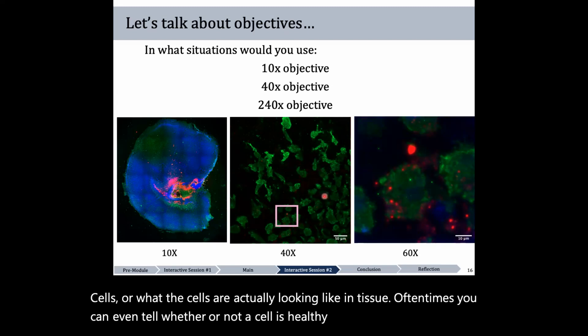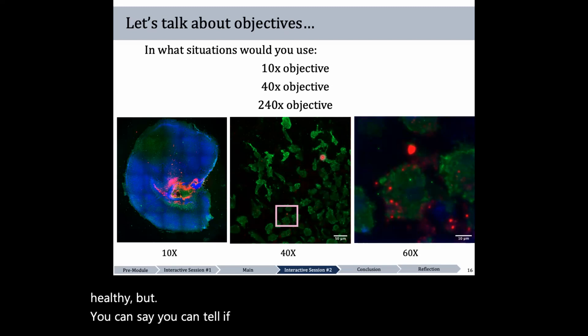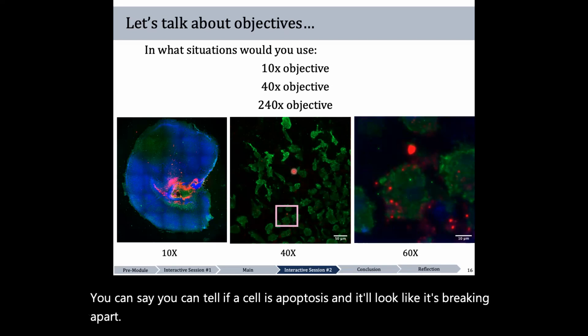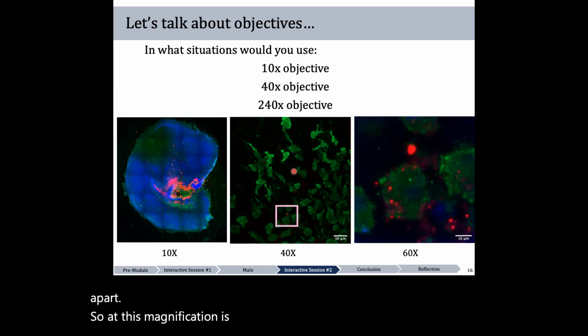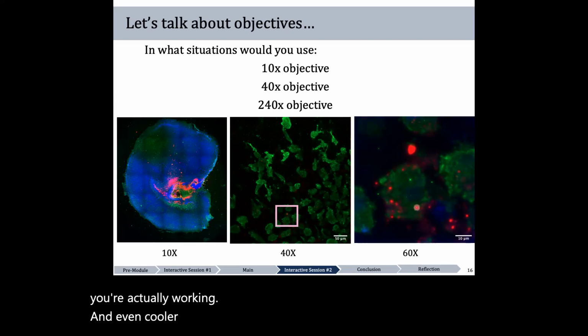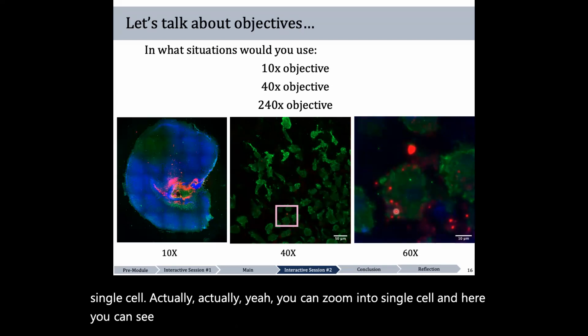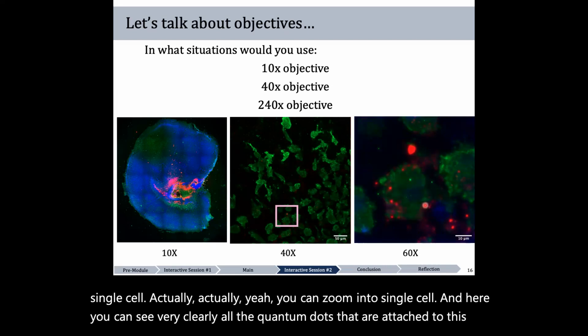Oftentimes you can even tell whether or not a cell is healthy. So these cells are pretty healthy, but you can tell if the cell is apoptosing, it'll look like it's breaking apart. So at this magnification, it's really cool to be able to see the cells that you're actually working with. And even cooler, at a higher magnification, at 60x, you can zoom into a single cell, and here you can see very clearly all the quantum dots that are attached to this microglia here, right?